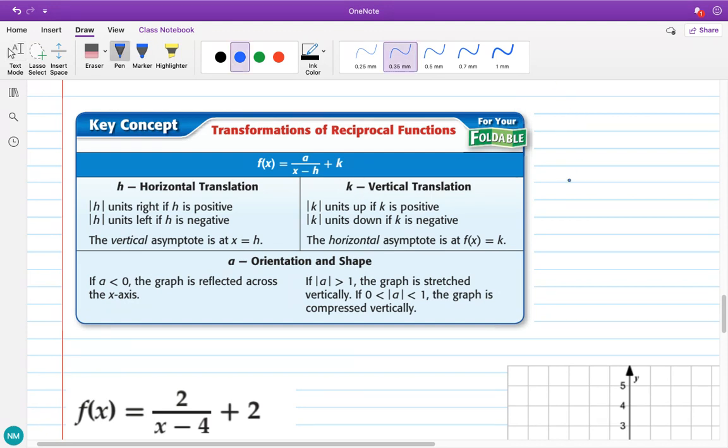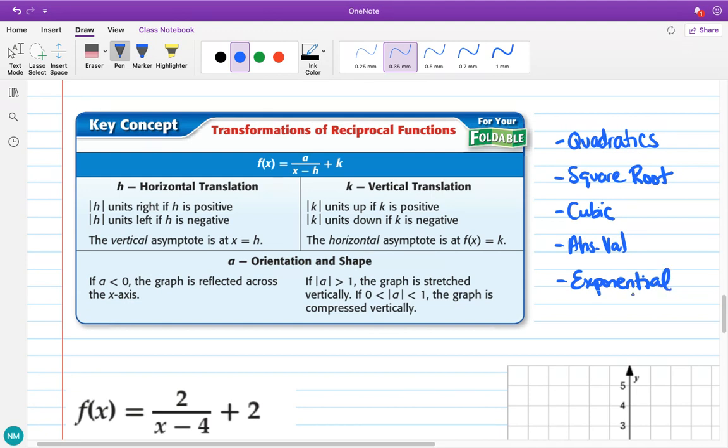Okay, so what are other functions we have done transformations with? We have done them with quadratics. We have done it with square root functions. We have done it with cubic functions. We have done it with absolute value functions and exponential functions.